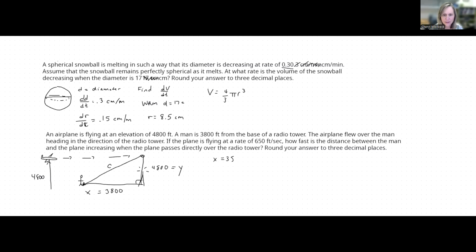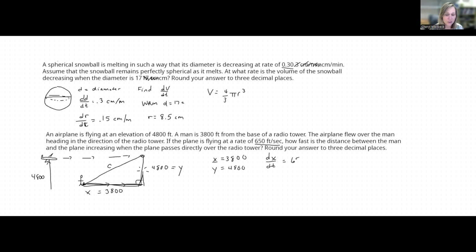Feet, and Y is 4,800 feet in my problem. The plane is flying at a rate of 650 feet per second. So that's up here, but that's the same as the horizontal distance here. It's a horizontal rate of change. So since X is our horizontal measurement, the speed of the plane is dx/dt, and that would be the 650.